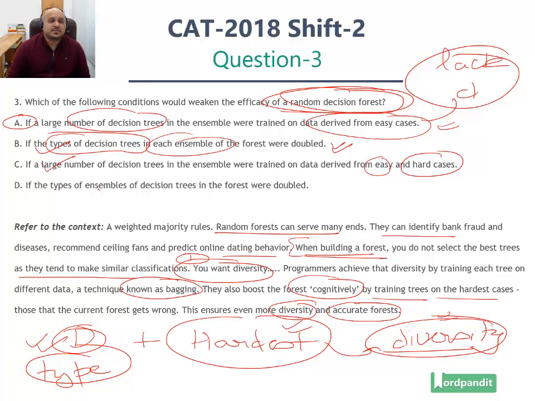Option number D, if the types of ensembles of decision making trees in the forest were doubled, then what would we imply? We would imply there is more diversity, another thing which improves the efficacy of a random decision forest. So B, C and D improve the efficacy of a random decision forest. They do not reduce it. They do not weaken it. Hence, these cannot be the answers. Option number A is our correct answer in the given case.